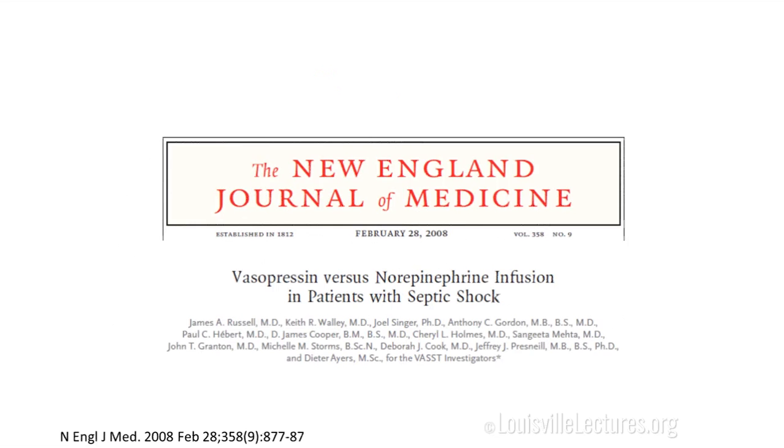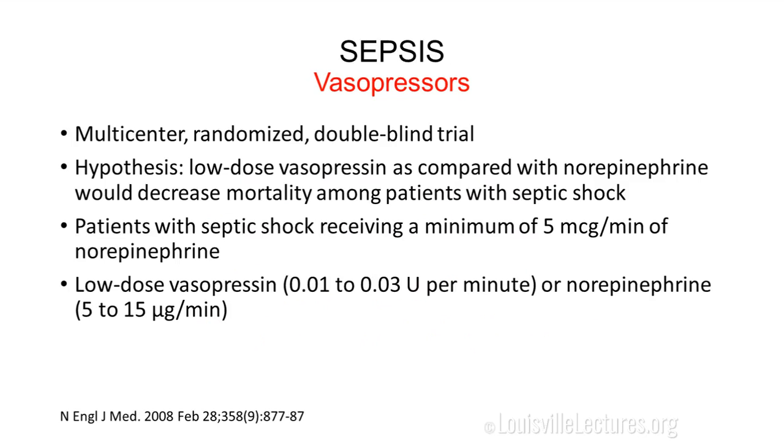What about vasopressin? We use a lot of vasopressin as the second vasopressor of choice, but does the evidence really back that? Do we have data that shows that this is a good thing to do? So this is a clinical trial that was published in 2008, vasopressin versus norepinephrine infusion in patients with septic shock. It was a multi-center randomized double-blind trial. So the hypothesis was that low-dose vasopressin, as compared with norepinephrine, would decrease mortality among patients with septic shock.